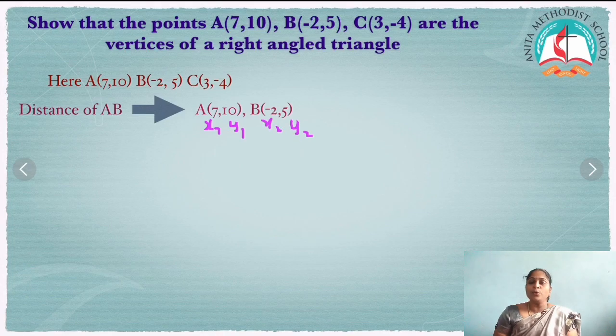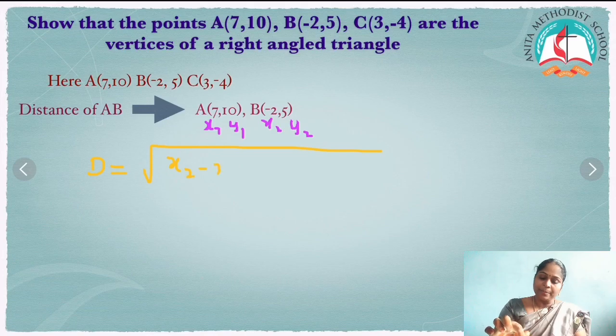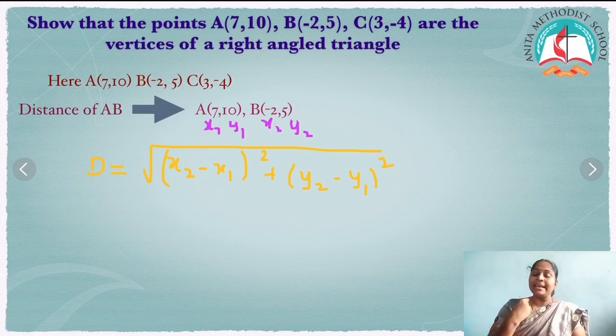So we all know the distance formula. What is the distance formula? D is equal to square root of x2 minus x1 the whole square plus y2 minus y1 the whole square. Here, what are x1 and y1, and x2 and y2? Yes, we can substitute here.